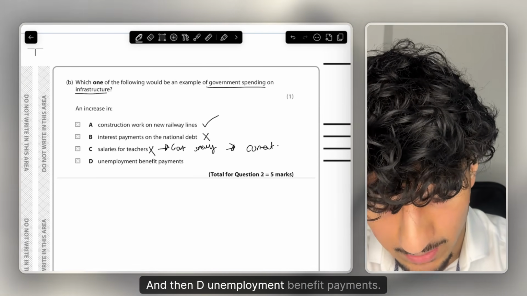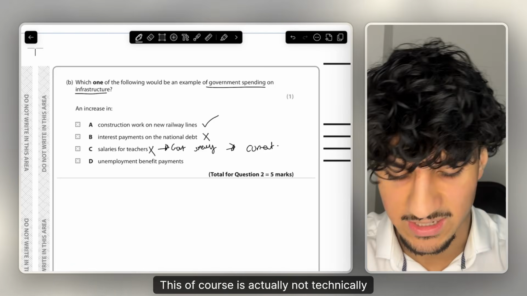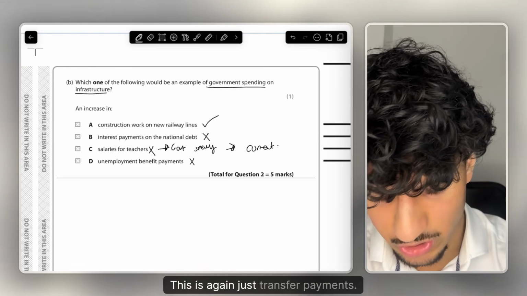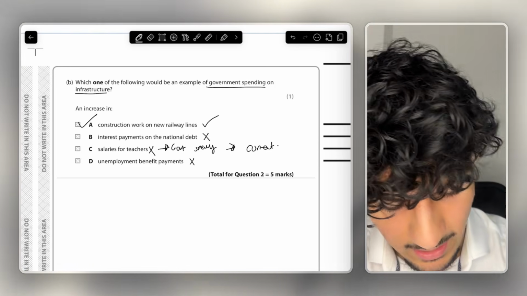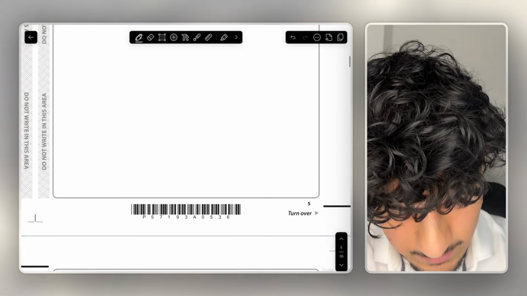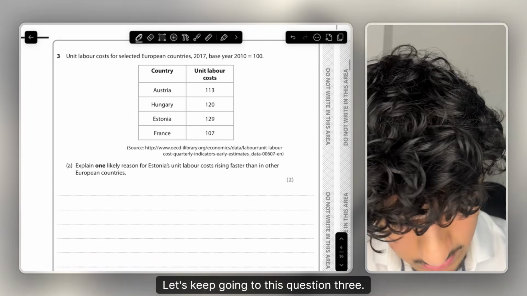And then D, unemployment benefit payments. This of course is actually not technically government spending. This is again just transfer payments, therefore the answer would be A. And let's keep going, and that's how to get 5 out of 5 marks there. And let's keep going to this question 3.